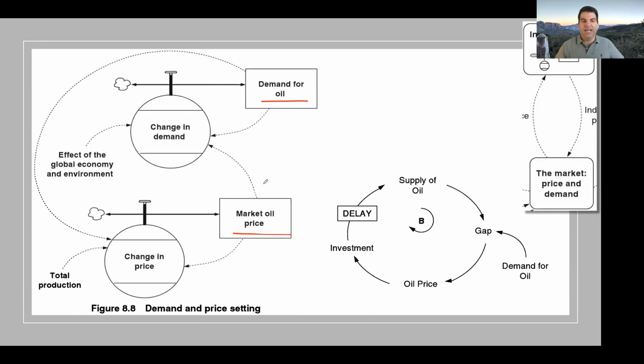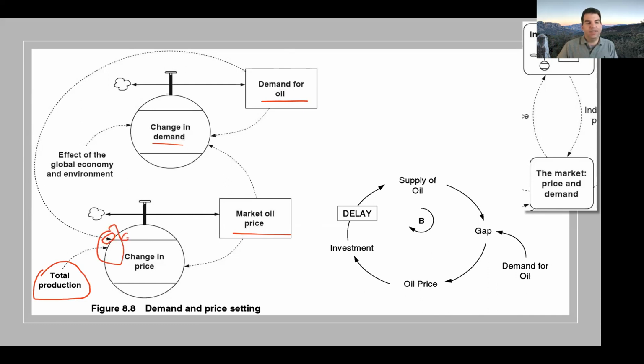Anything that varies is going to have flows, and these flows we're just going to name generically as change in demand and change in price. We could ask, what causes changes in price? Well, we've got total production, that is supply, and we've got total demand, that's this thing coming in here. So effectively, this is the gap.